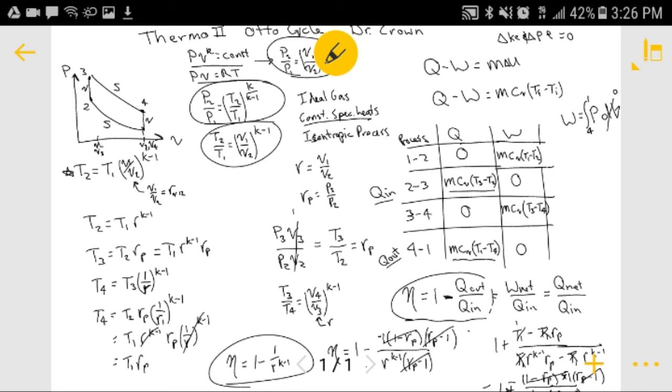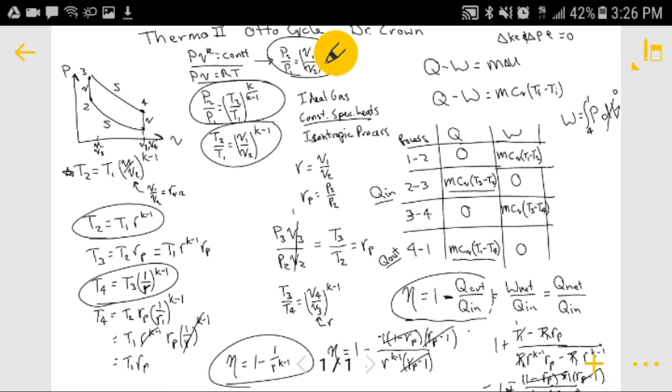All right, the question that came up is: is the pressure ratio of 3:2 equal to the pressure ratio 4:1? And I think we can see that from here. We have that T4 over T3 equals 1 over r to the k minus 1, and T2 over T1 equals r to the k minus 1.